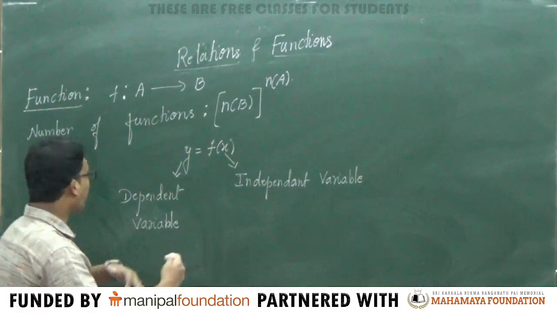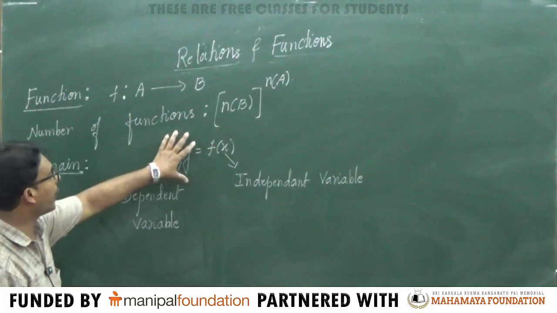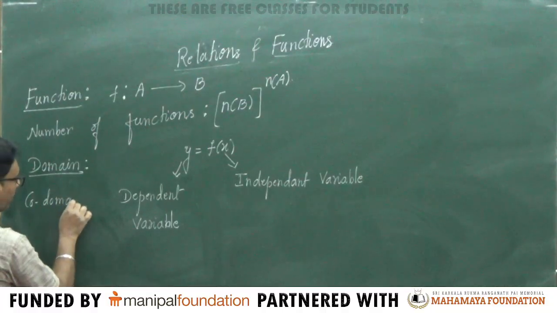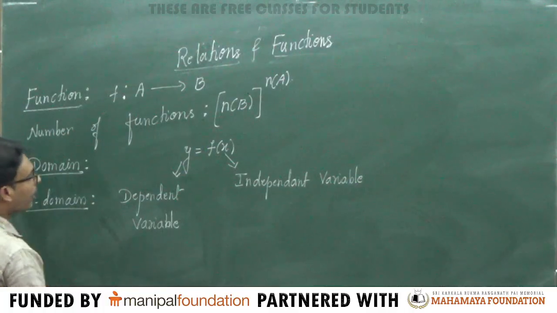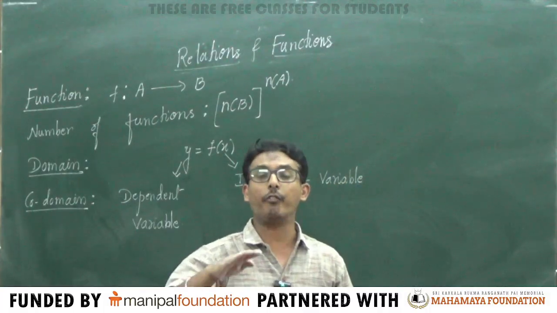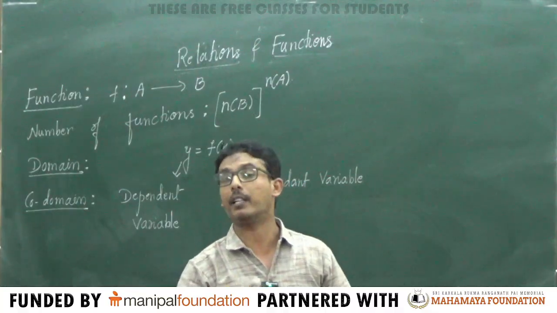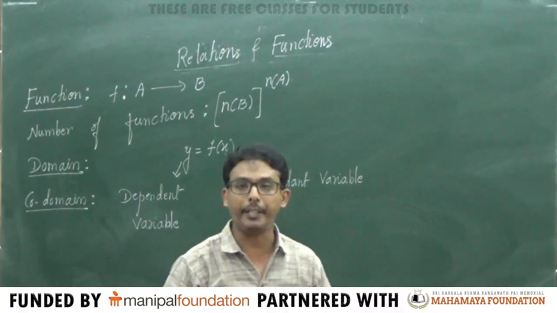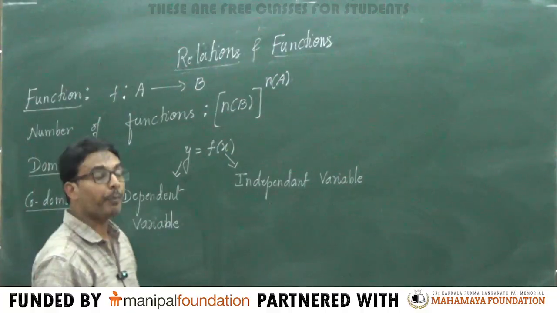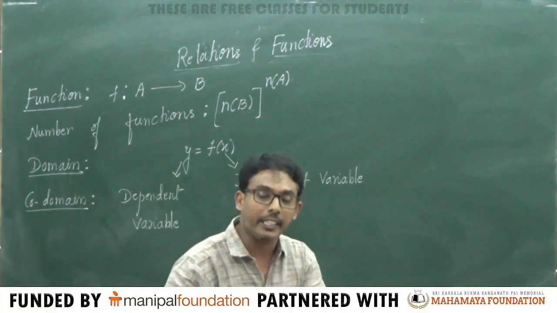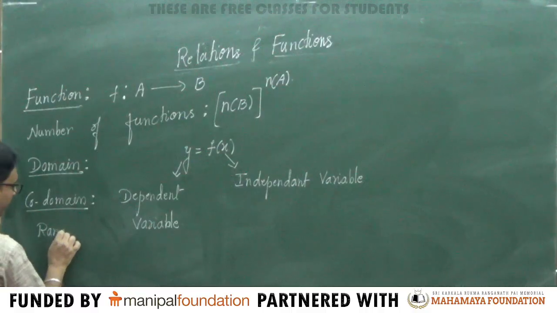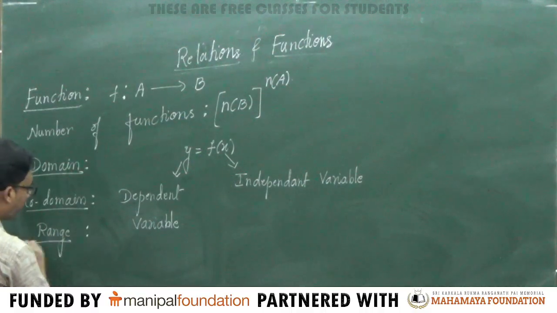And what are the possible values we will get for the dependent variable y? That is called the codomain. Means for all the values of the independent variable, the possible values of the dependent variable are called the codomain of a function. And exactly what values we will get, that is called the range of a function.